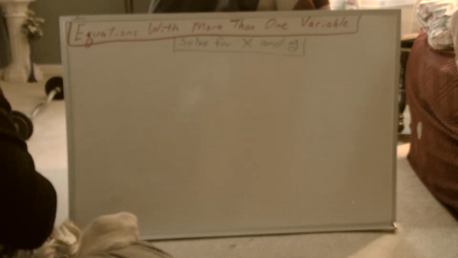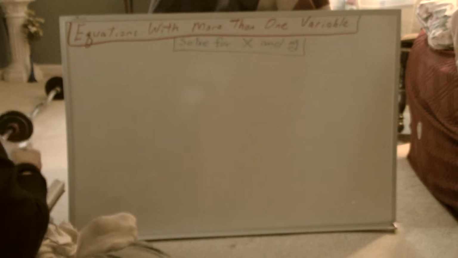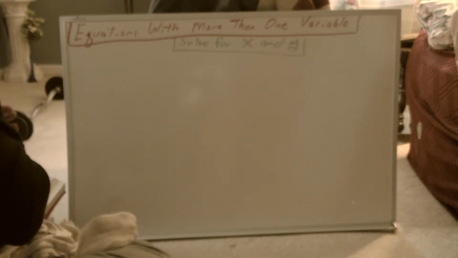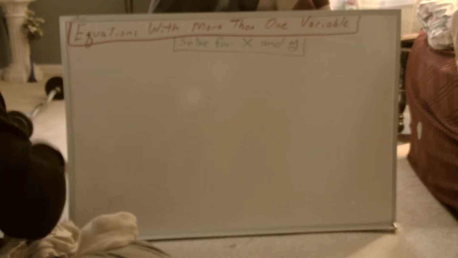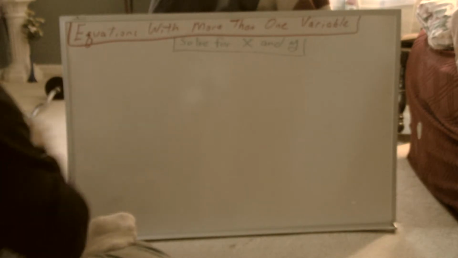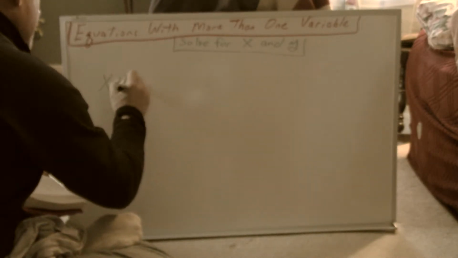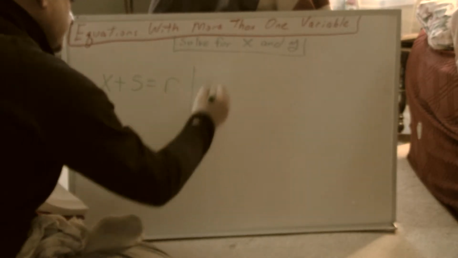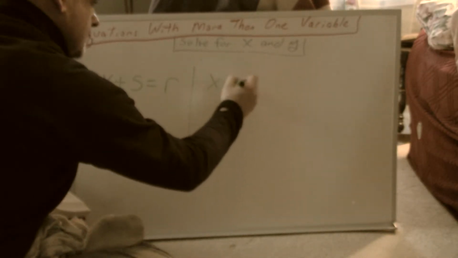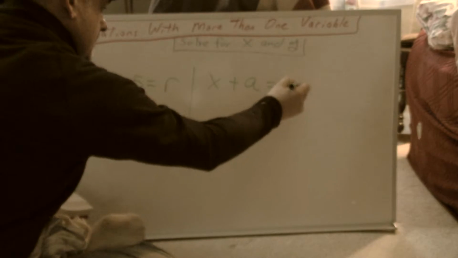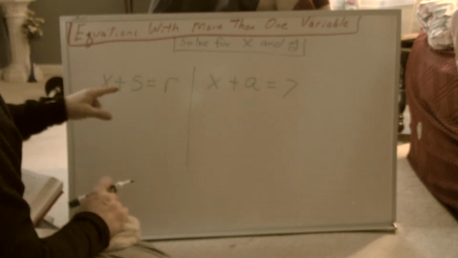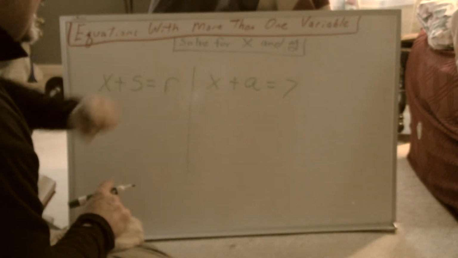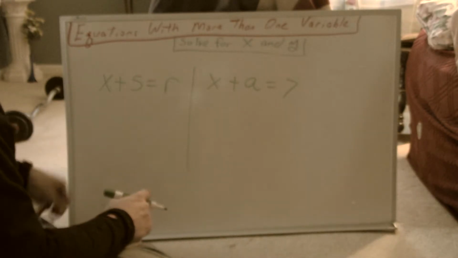Okay, that's a little hard to get off, that green. But I thought it would be fun to have some colors, a little more interesting than just black all the time. X plus 5 equals r. Okay, let's do this. X plus 5 equals r, and this is x plus a equals 7. Let's do this one first.